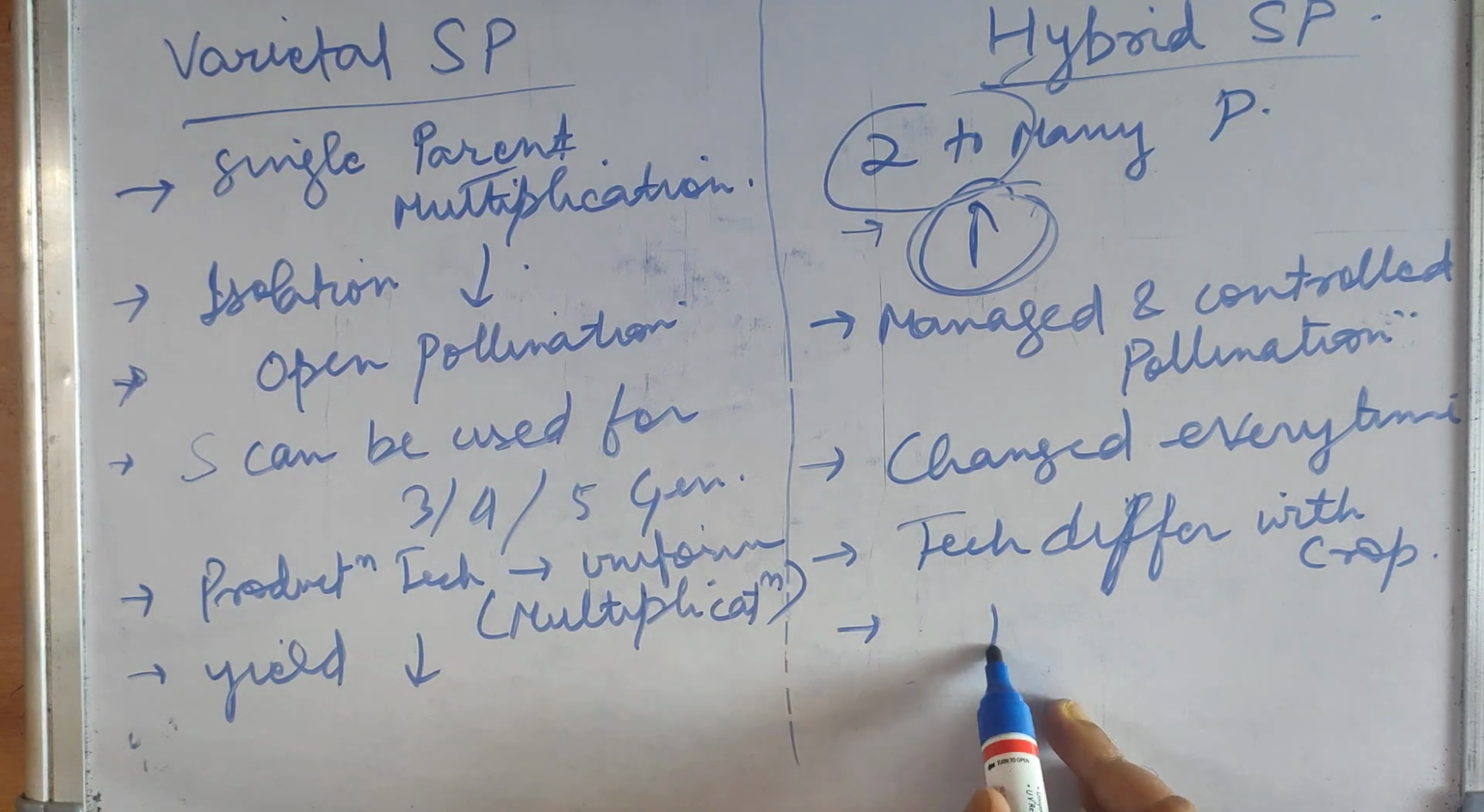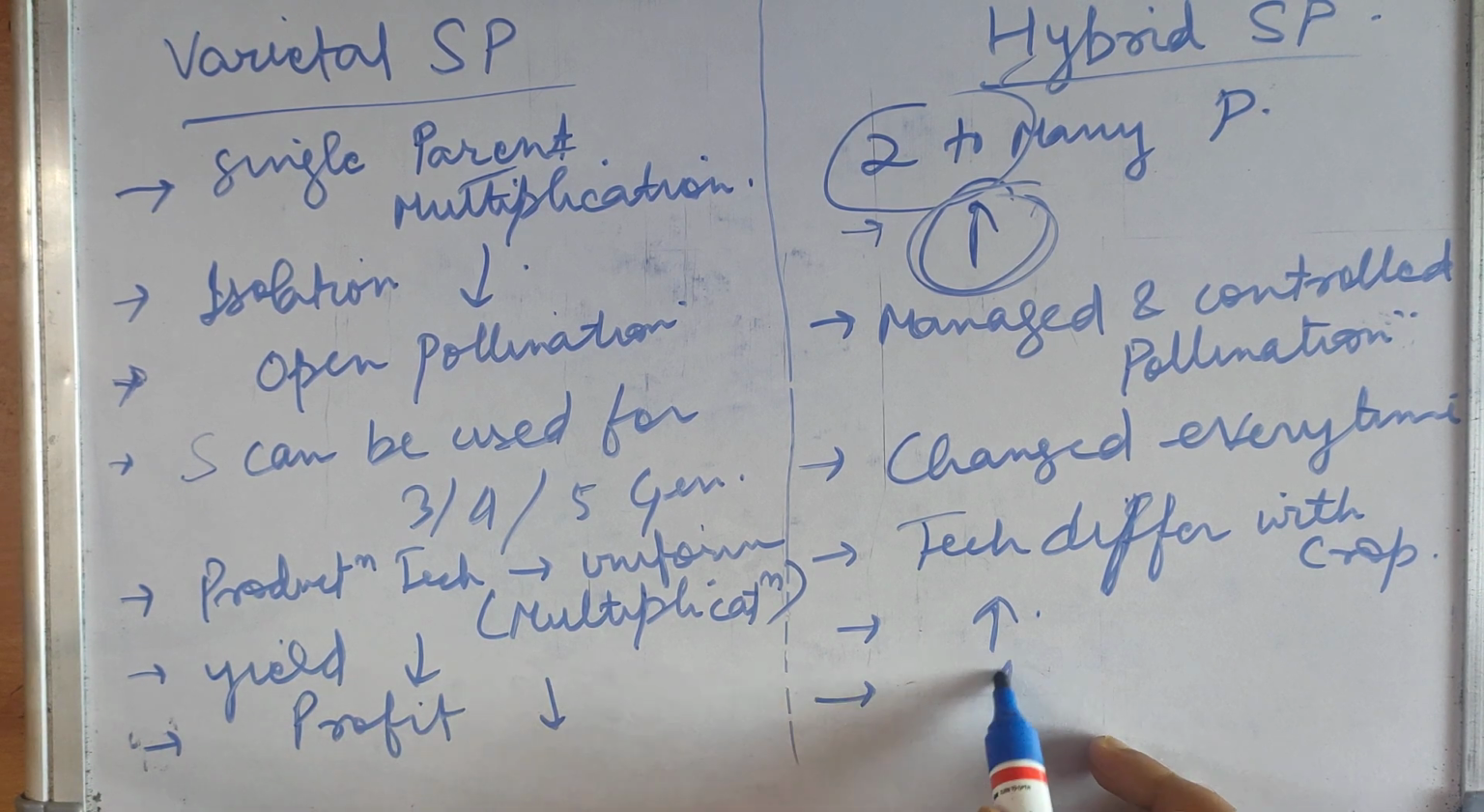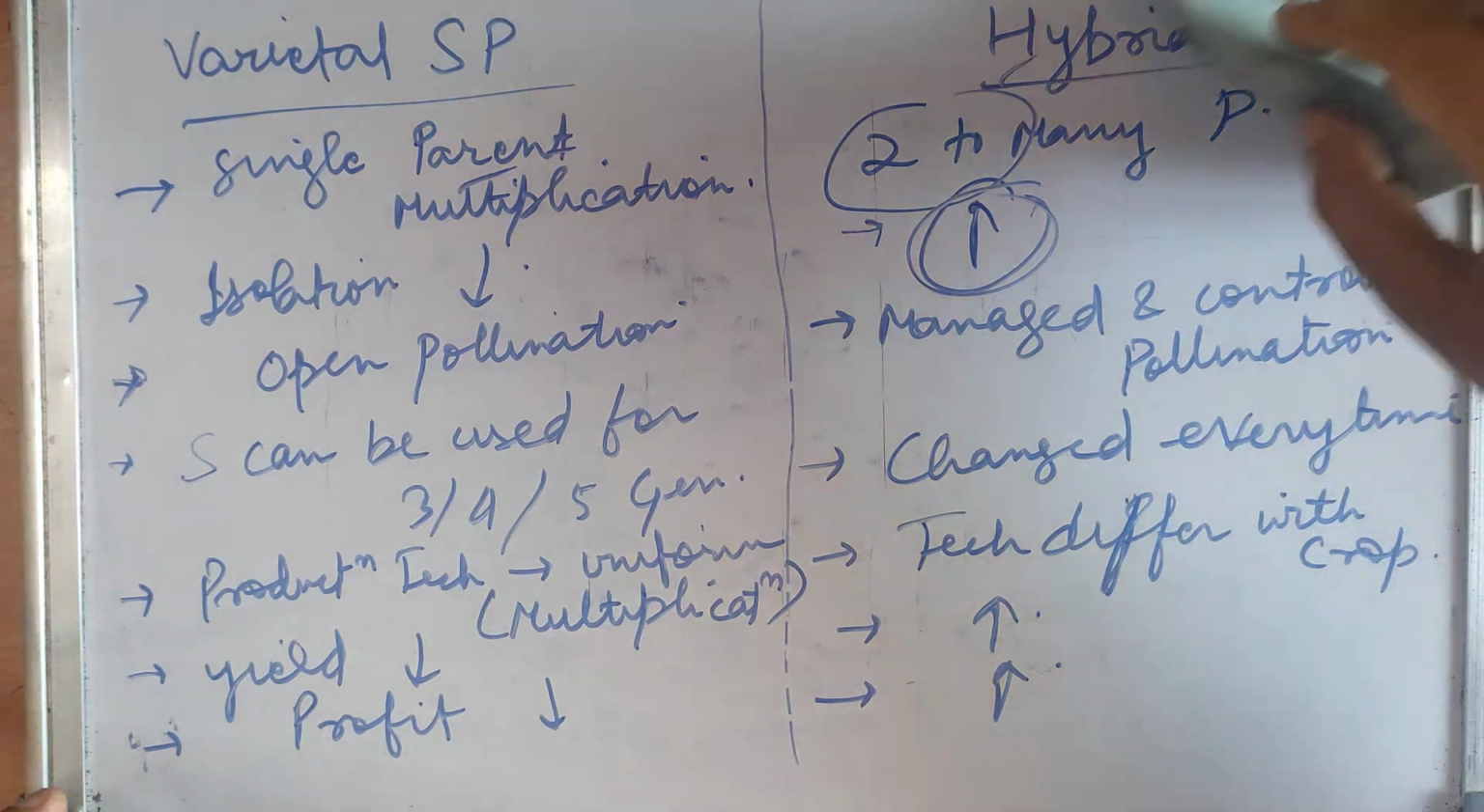In hybrid, the yield is higher. In varietal, the profit is less. In hybrid, the profit is higher or more. So these are the differences between varietal seed production and hybrid seed production.